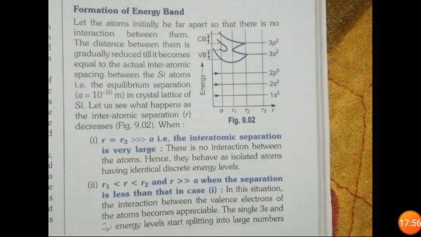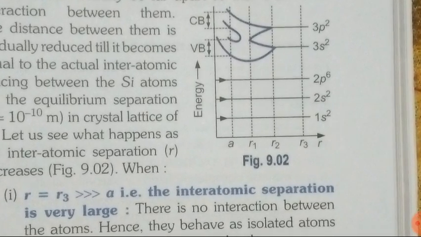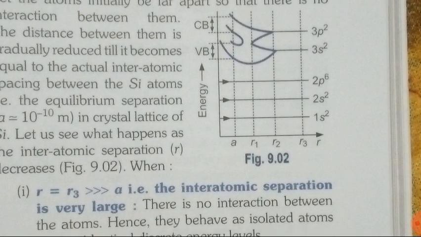Then let's discuss the formation of energy band. Let the atoms initially be far apart so that there is no interaction between them. The distance between them is gradually reduced till it becomes equal to the actual interatomic spacing between the silicon atoms. Okay, let us see what happens as the interatomic separation decreases. So here in the x-axis we have taken interatomic separation, in the y-axis we have taken energy. Okay, so as the separation decreases, you can see what happened to energy.